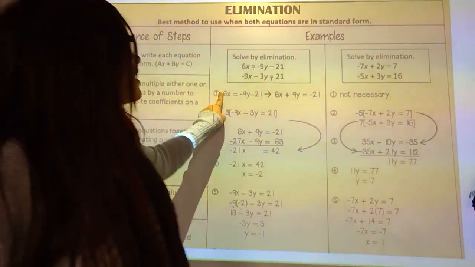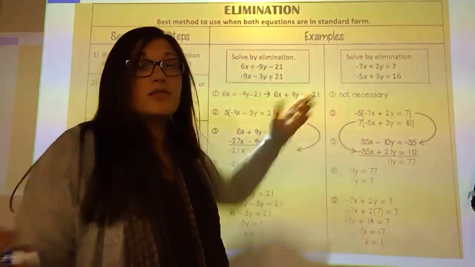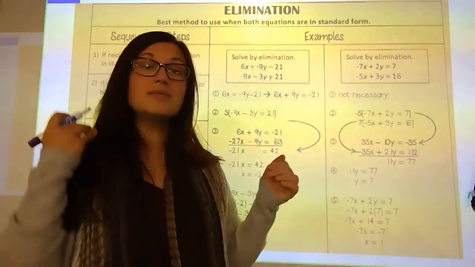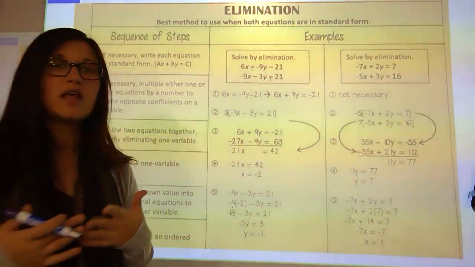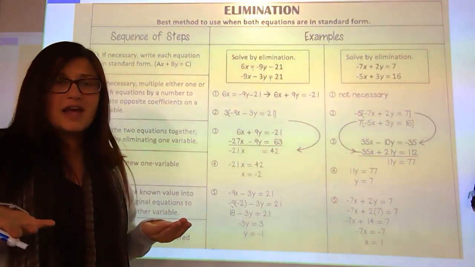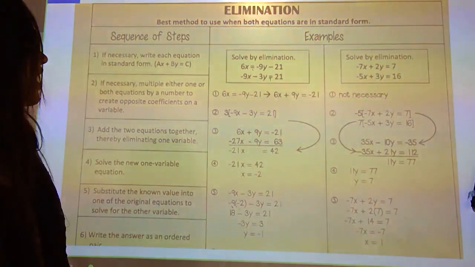So if you notice on the second example, step 1, there was nothing to do, okay? And sometimes that happens in math. We tell you the steps, but sometimes they give it to you nicely and you just don't have to do it, okay?